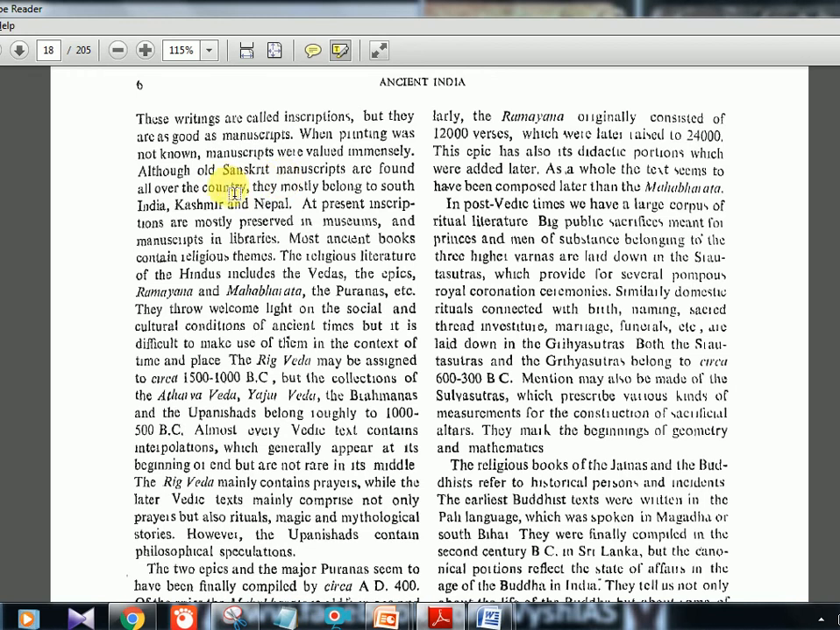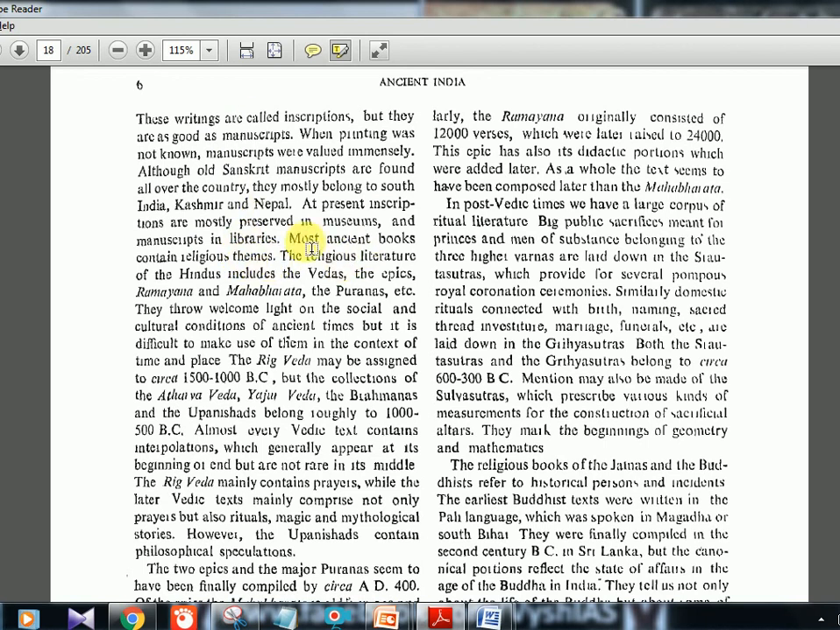Although all Sanskrit manuscripts are found all over India, mostly they are in South India, Kashmir and Nepal. That's the northmost and southmost, and also Nepal. At present, inscriptions are mostly preserved in museums and manuscripts in libraries. That's how they are preserved.